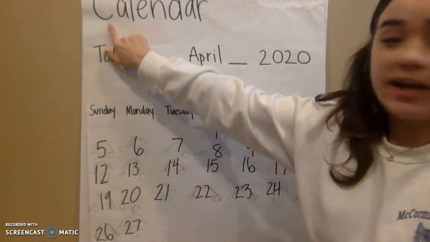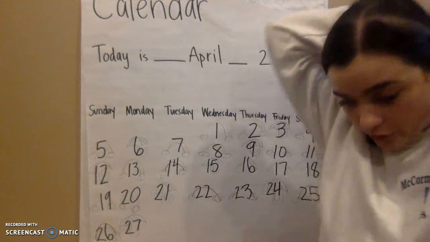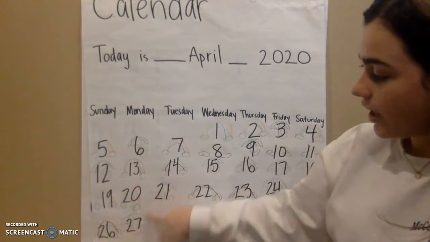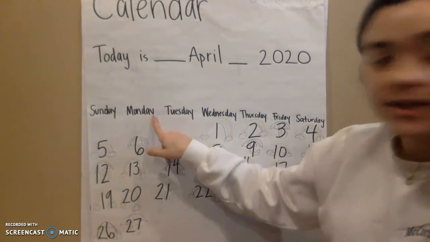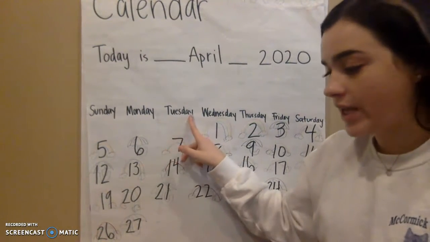We are going to get started on our calendar, and then we're going to talk about what our activities are for the day. So first, let's look at our calendar over here. Yesterday was Monday. Today is Tuesday.